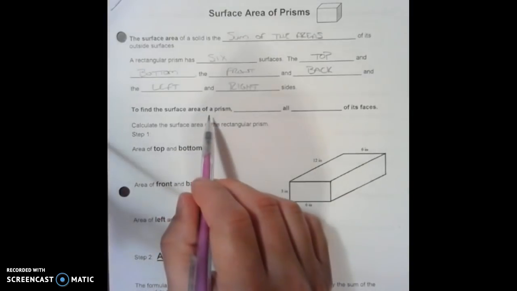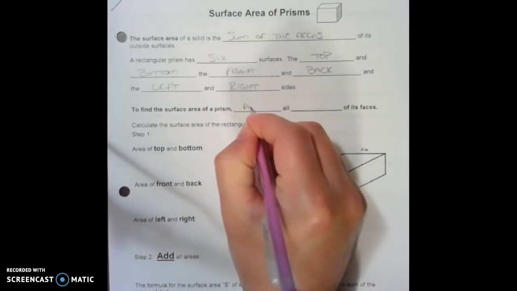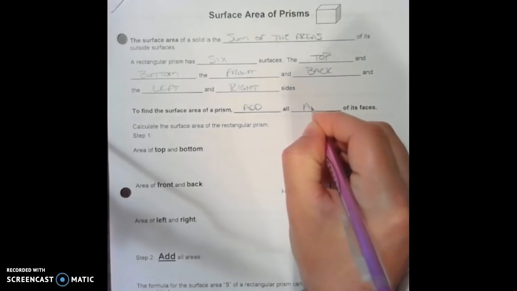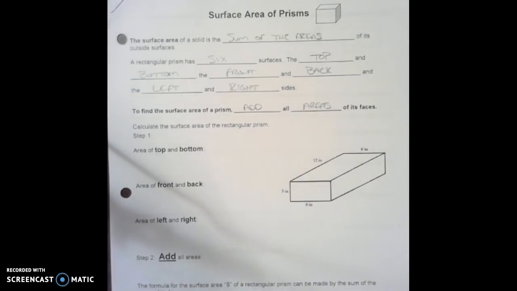And to find the surface area of a prism, we're going to add, which is what we said before, the sum of all areas of its faces. Okay, and it's important to remember on a rectangular prism that the opposite faces are congruent to each other. So the top and the bottom are the same, the front and the back are the same, the left and the right are the same. So we're going to find the areas of each of those, and then at the end we're going to add them all together to figure out what the total surface area is going to be.